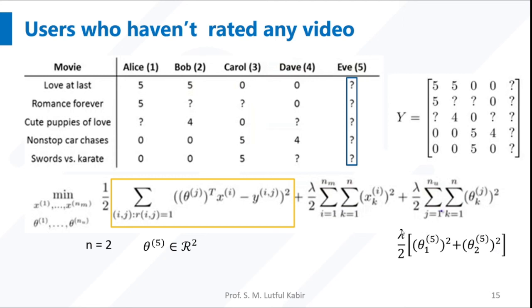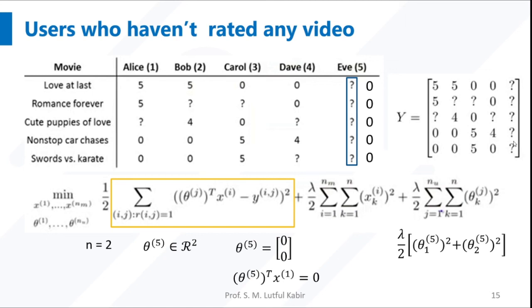As lambda is a high value, theta 1 and theta 2 will be very small values. As theta 1 and theta 2 come out to be 0, theta 5 transpose multiplied by any x will give you 0, since theta 5 is 0, so x doesn't matter. Ultimately it will end up with all zeros. This is meaningless, because he may not actually rate all zeros. So this is useless, and this exercise is not fruitful.